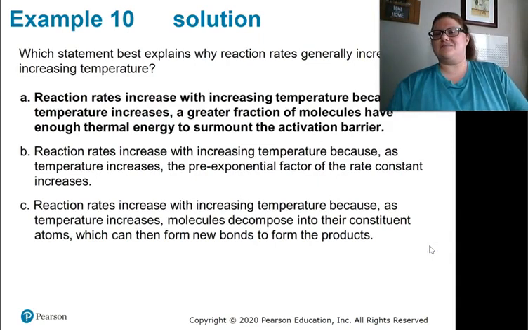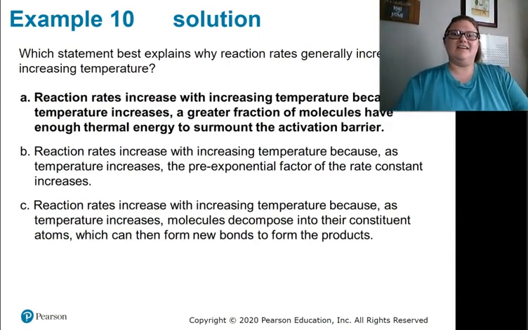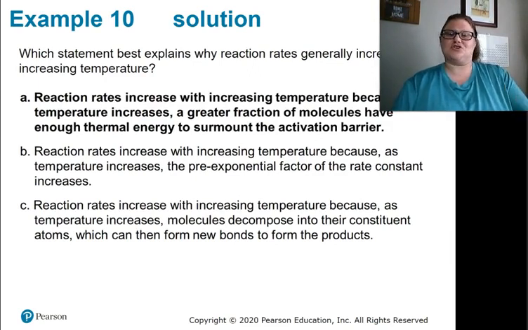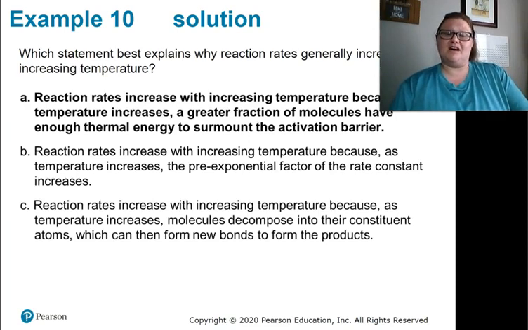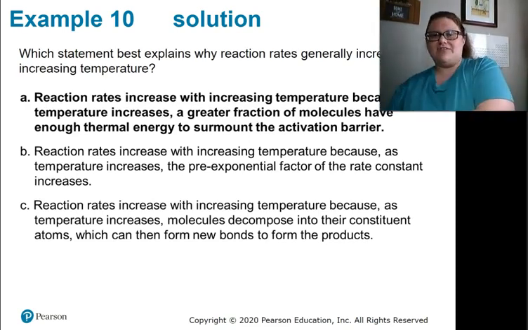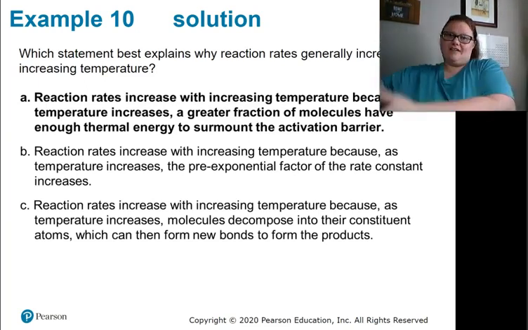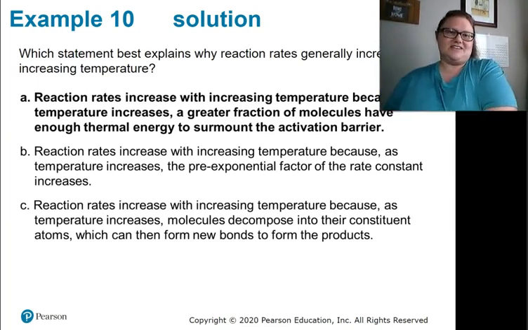All right, you've given it some thought, and the best choice here to explain why reaction rates generally increase with increasing temperature is choice A. The reaction rates increase with increasing temperature because, as temperature increases, there's a greater fraction of molecules that have enough energy to get over that activation energy amount. We call it a barrier because it's an amount value that they need to get over.